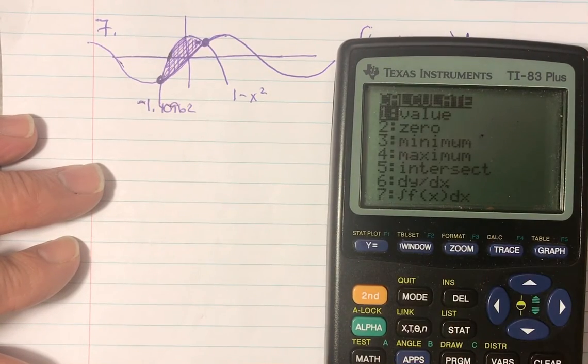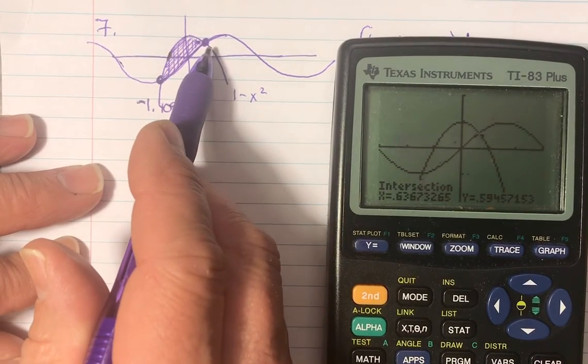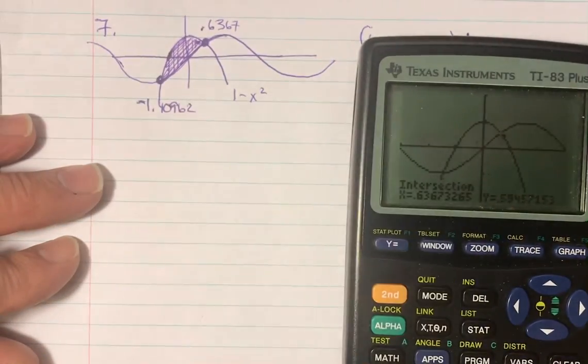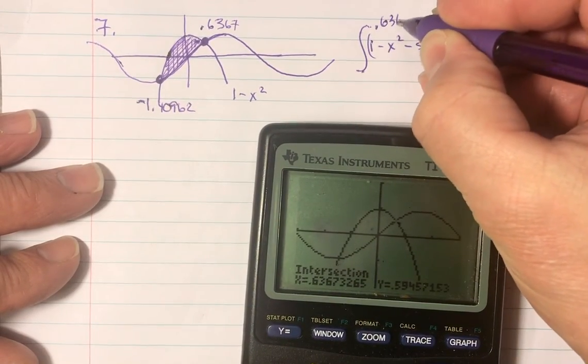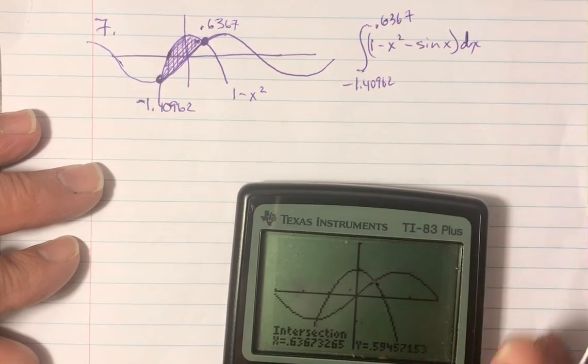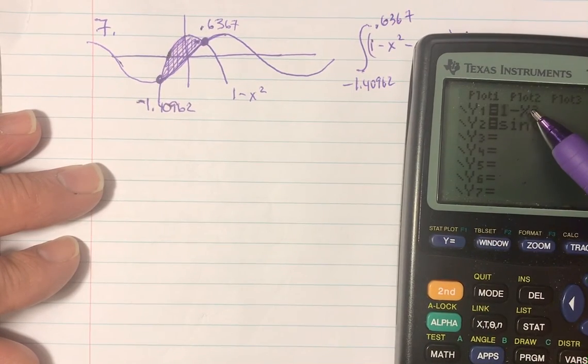Now I need to get that other point. So second trace, 5, and then my first curve, my second curve, and then I'm going to give it a guess of, let's say, 0.5. And when I do that, my point of intersection here is 0.6367. And now I have my limits of integration, 0.6367 and -1.40962.